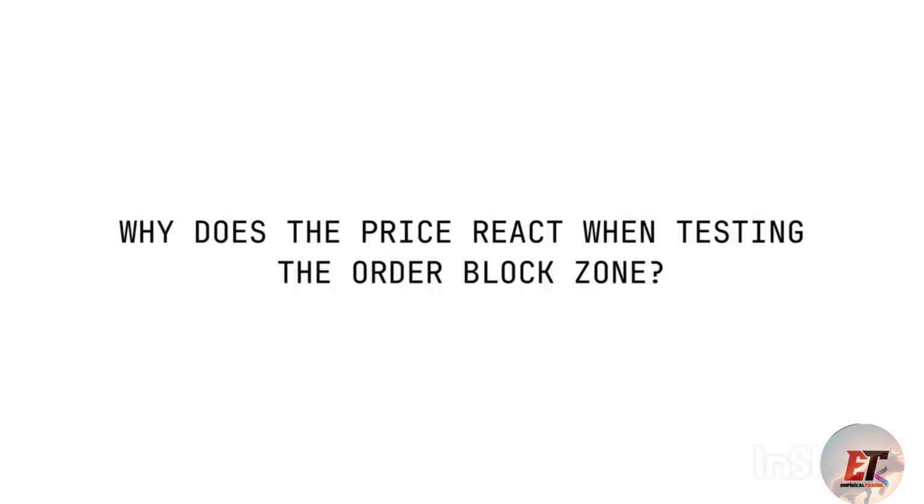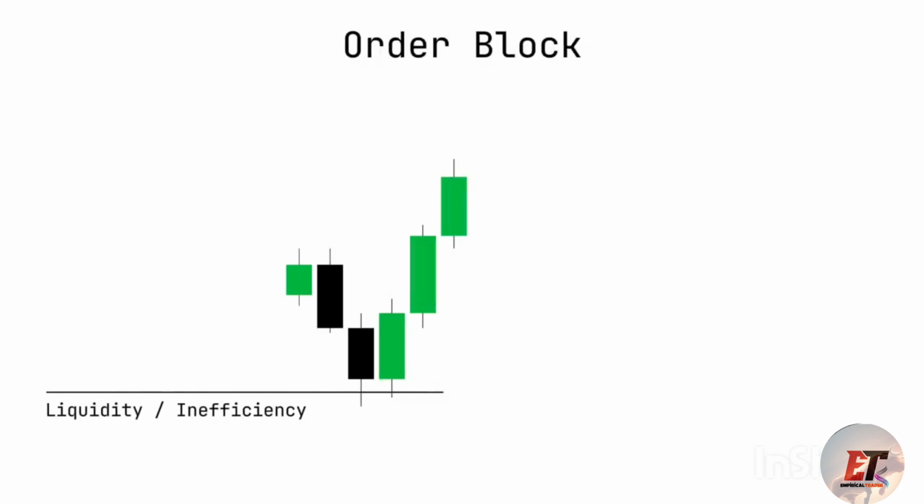Again, the question arises, why does the price react when testing the order block zone? There are three main reasons why this might happen. The first and most fundamental reason is that the positions initially opened to push the price down and form the resistance level may still be open, and even in a loss.